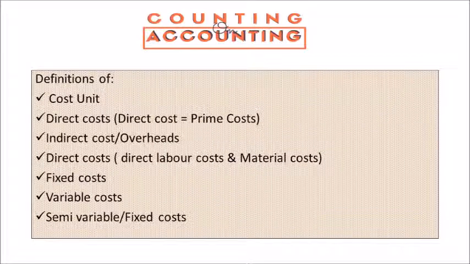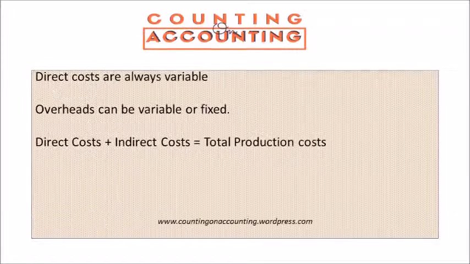So in this video, we've covered the definitions of a cost unit and direct cost. We've also learned that direct costs are also prime cost. We've covered indirect costs, which are also known as overheads. Finally, we've covered cost behavior, which covers fixed cost, variable cost, semi-variable cost, and stepped costs.